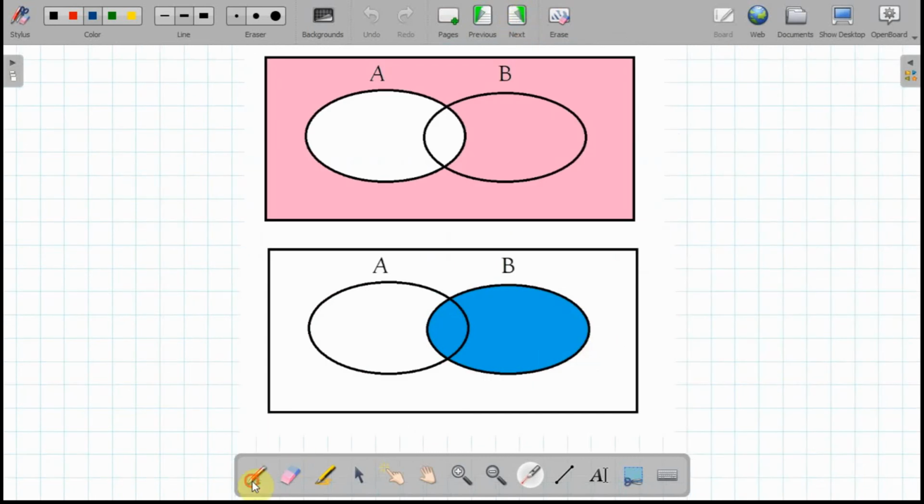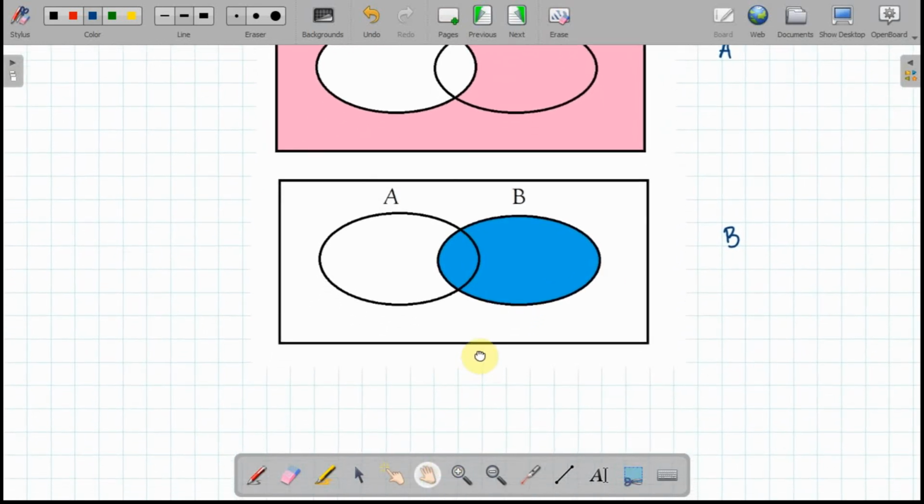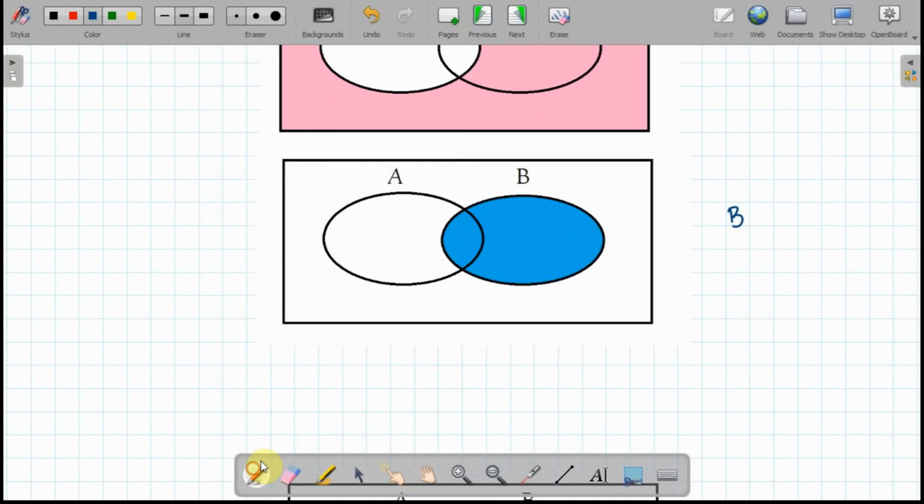So again, we're left with the same two diagrams as earlier on. So this is not A, and this is B. And this time we're going to look at the intersection of the two. So if someone's asked us to shade not A intersection B, so this has to be not A and B at the same time.